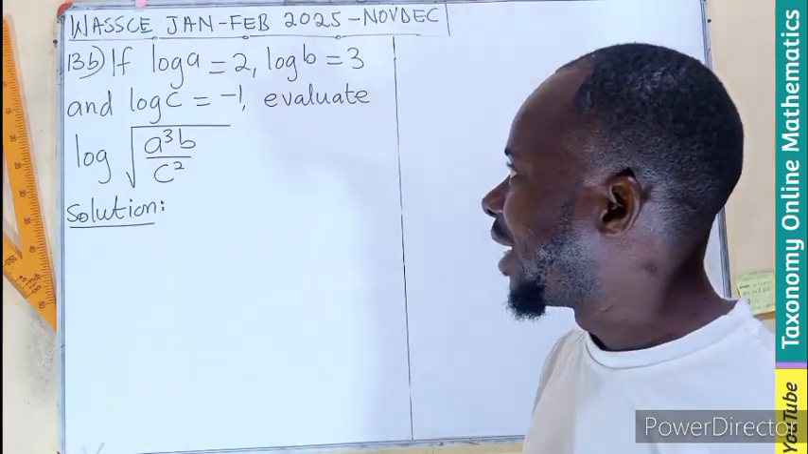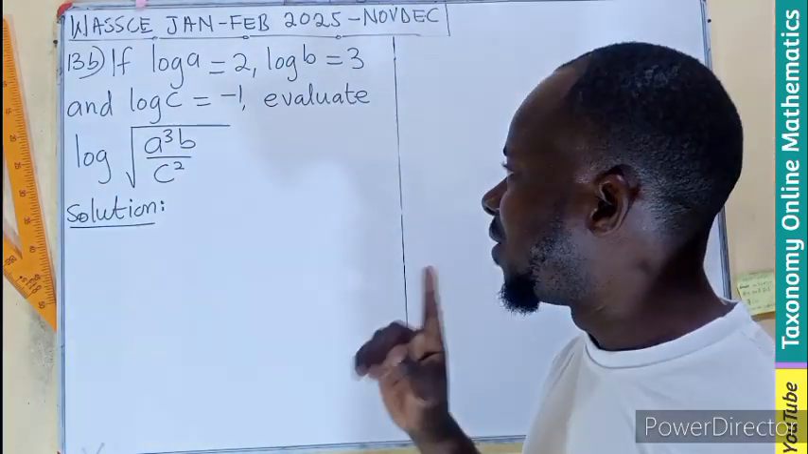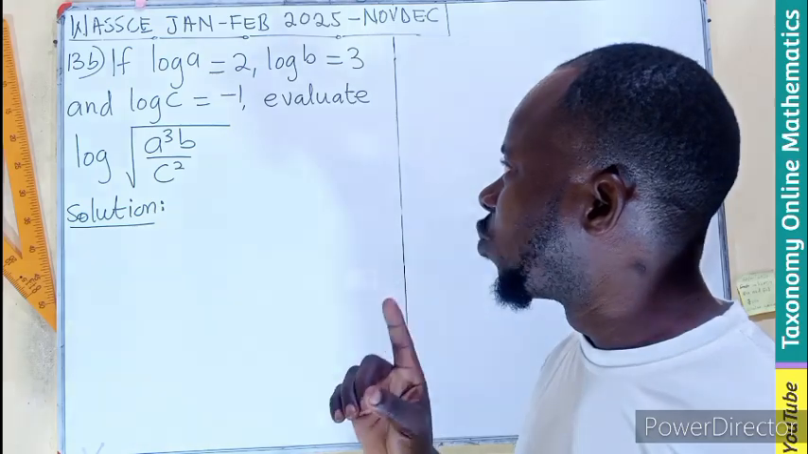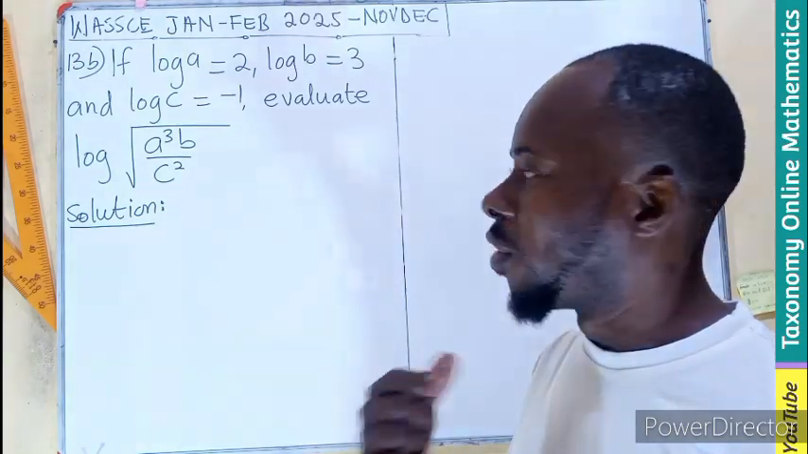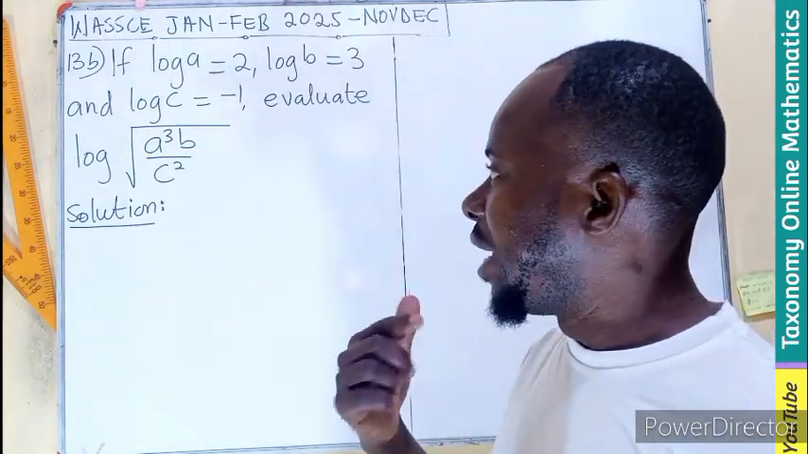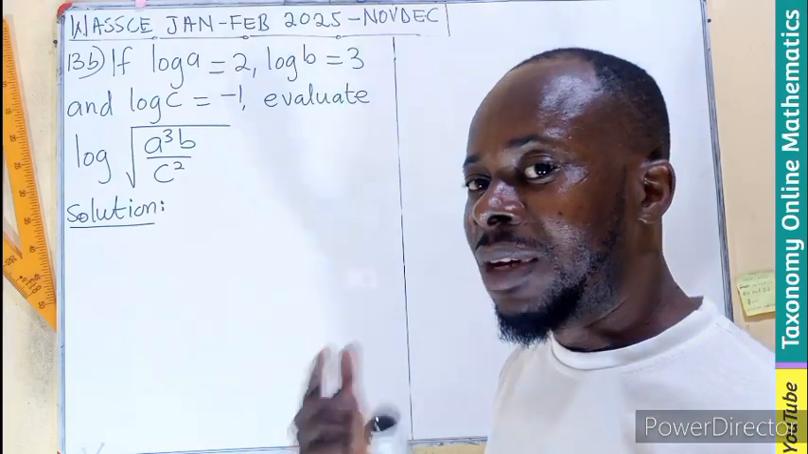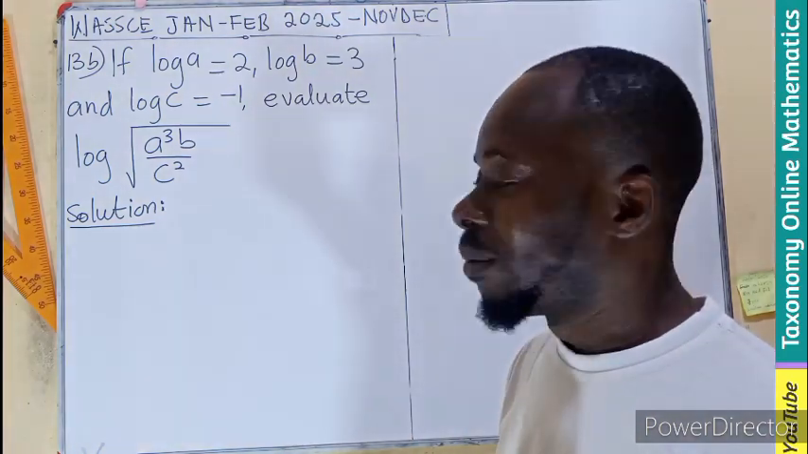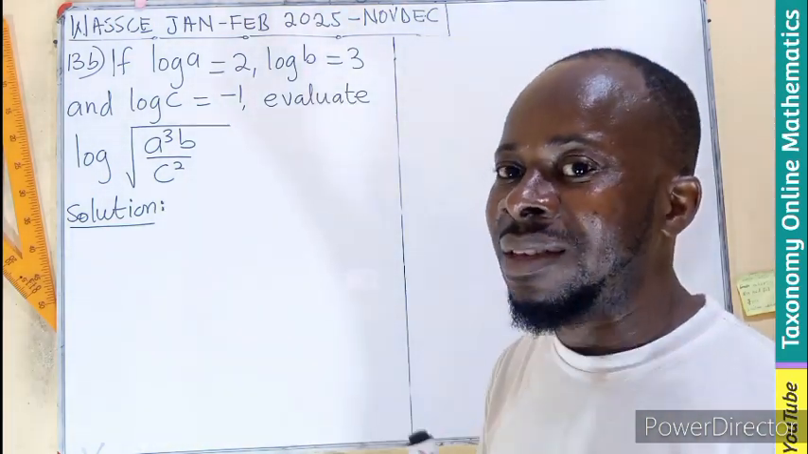So if log A equals 2, log B is 3, log C is minus 1, we have to evaluate the log of the root of a to the power 3b divided by c squared. Now remember, a log without the base is in base 10.